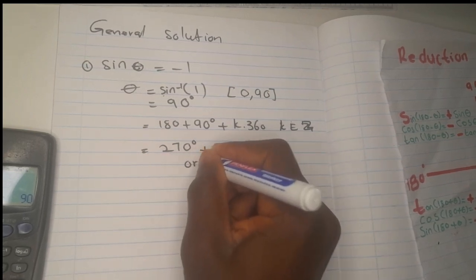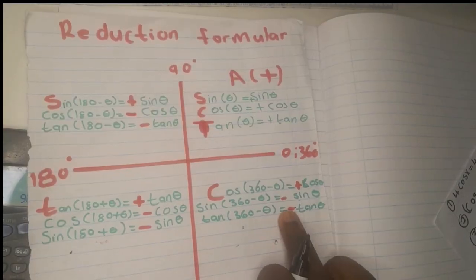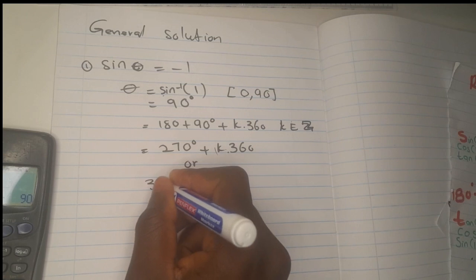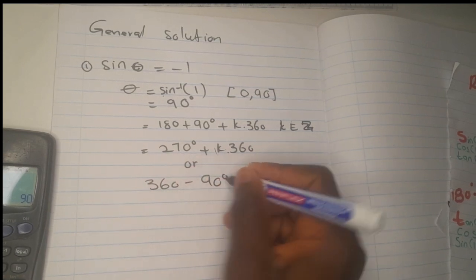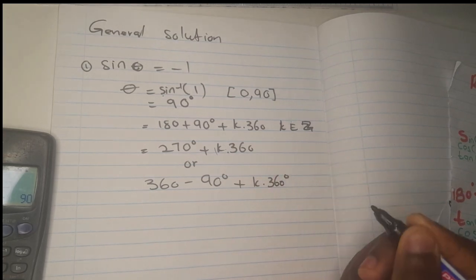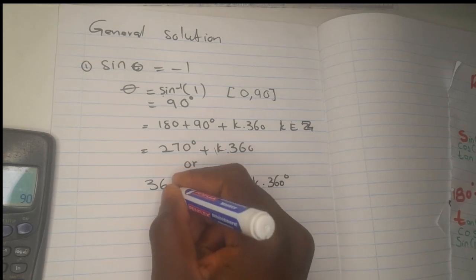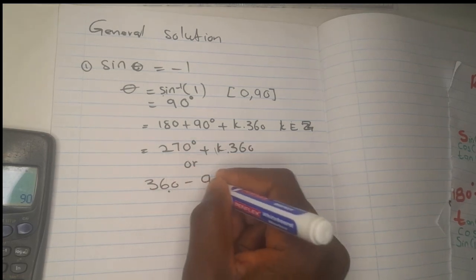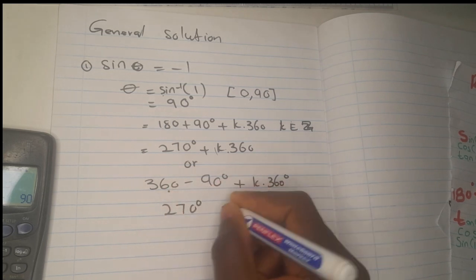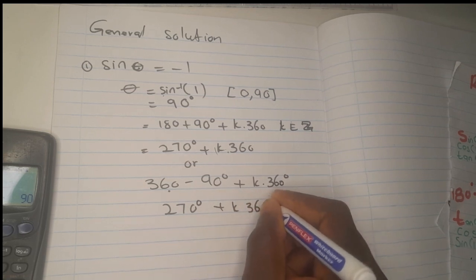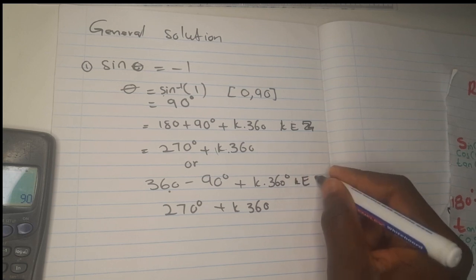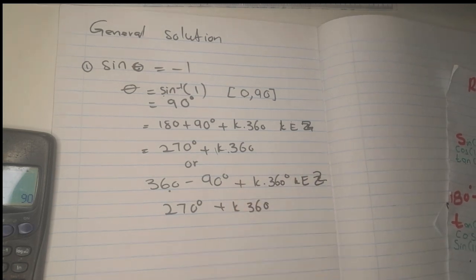So my sine is negative in the 4th quadrant, and in the 4th quadrant I have 360 minus 90 degrees, plus k times 360 degrees. 360 minus 90 is 270 degrees, plus k times 360. So here I have to say my k is an element of integers. So let me talk about this k.